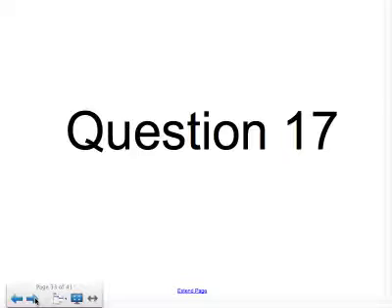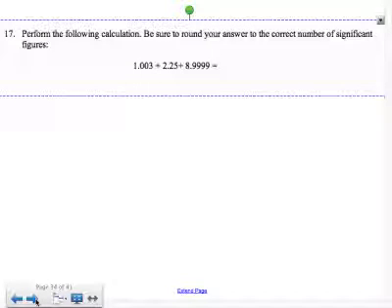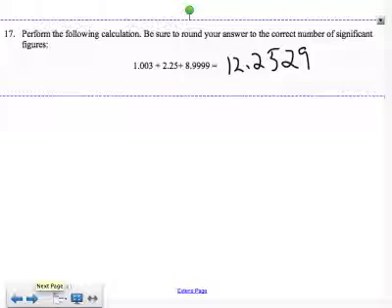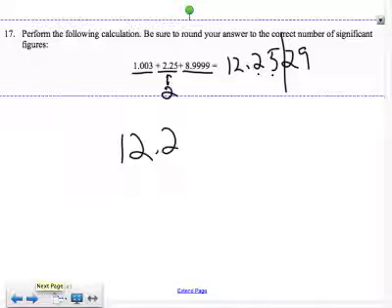Number 17. Perform the following calculation and round to the correct number of significant figures. So first you have to add all these numbers together. If you add them together in your calculator, you get 12.2529. But you have to take a look back at your starting numbers and find the number with the least number of decimal places, which in this case is 2.25. It has 2 decimal places. So I have to go to 2 decimal places, and I'm going to round it off there, which means my final answer should be 12.25.